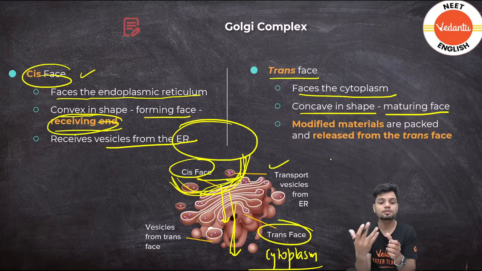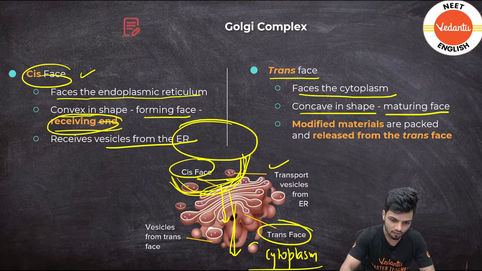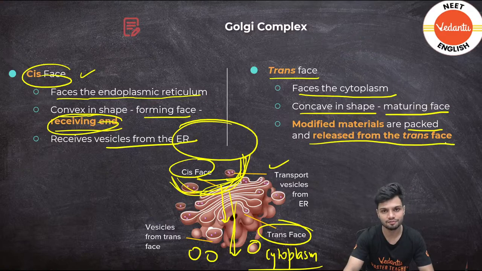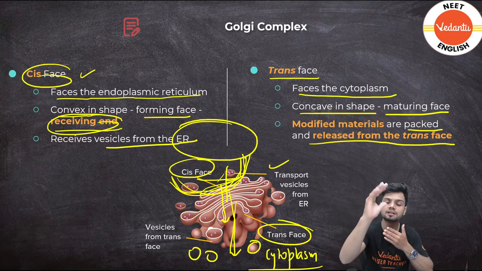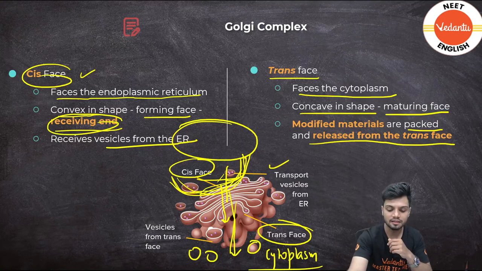The reason it's called the maturing phase is because the vesicles are matured here. Can you see vesicles are coming out? They are matured. Modified materials are packed and released from the trans phase. So the materials enter the cis phase, but they exit the trans phase, packed nicely.